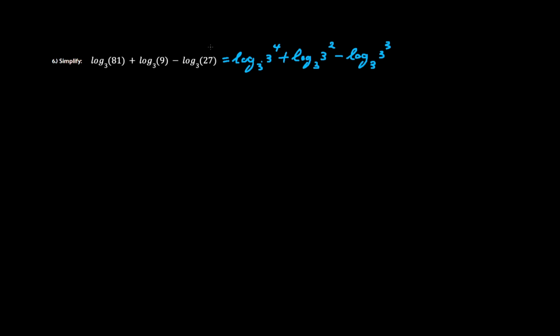So in this case, you see the base is the same as the number in the brackets. So this is simply equal to 4 plus 2 minus 3. This is 6 minus 3, which equals 3. This is the answer. No new properties were used. There were just more terms in this one.